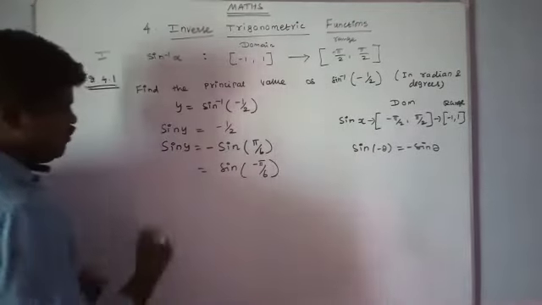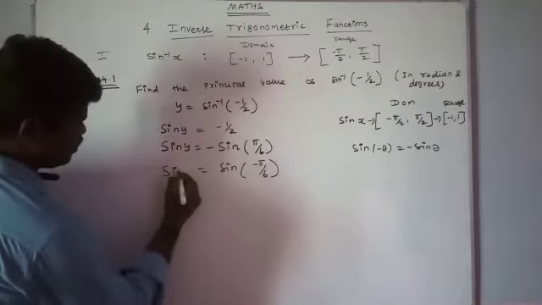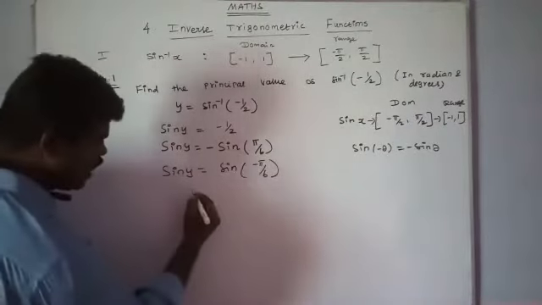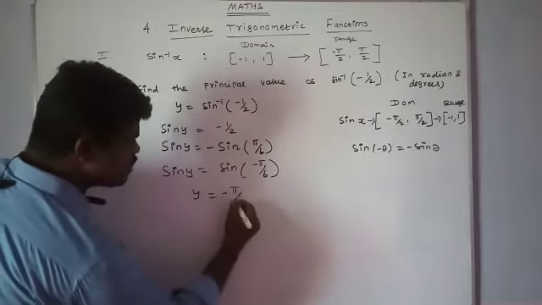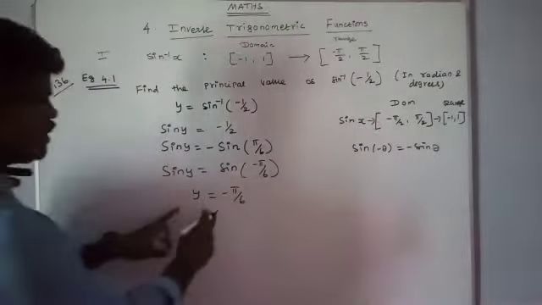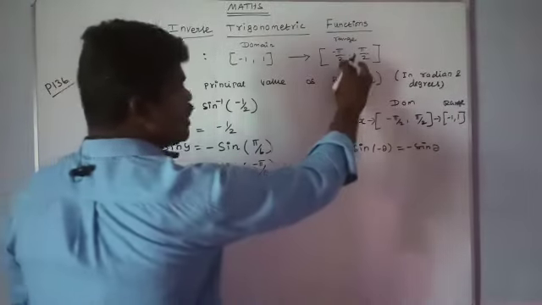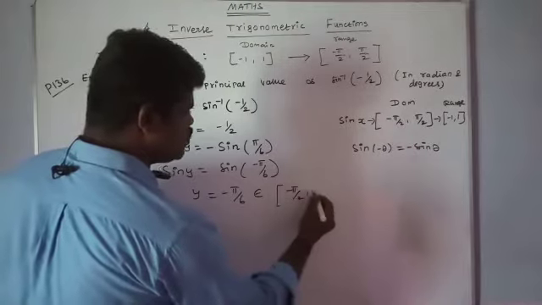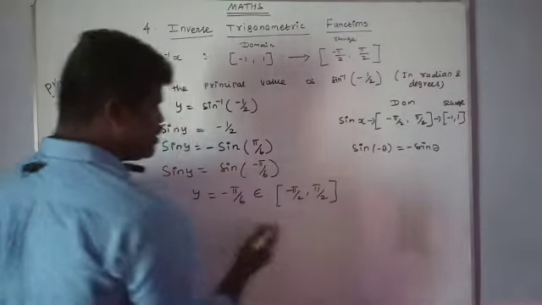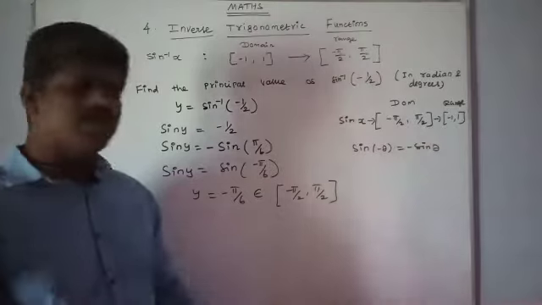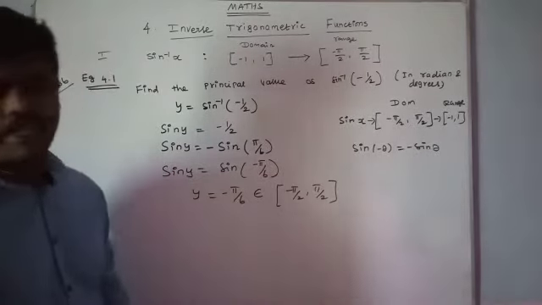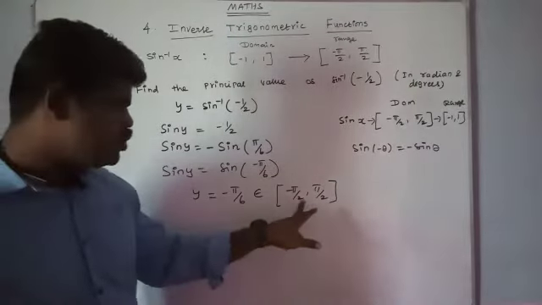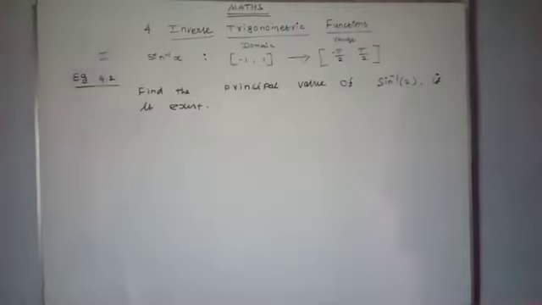Now this is sin y and this is sin. Equating, y is equal to minus pi by 6. The minus pi by 6 belongs to minus pi by 2 to plus pi by 2, because this is minus 90 degrees to plus 90 degrees and this is minus 30 degrees. So minus 30 degrees belongs to minus pi by 2 to plus pi by 2.